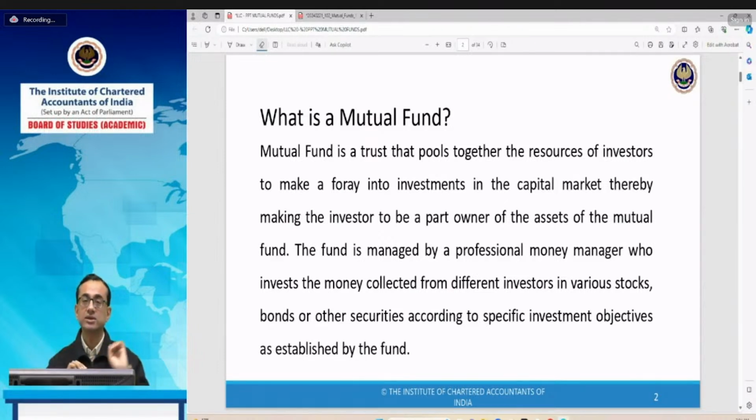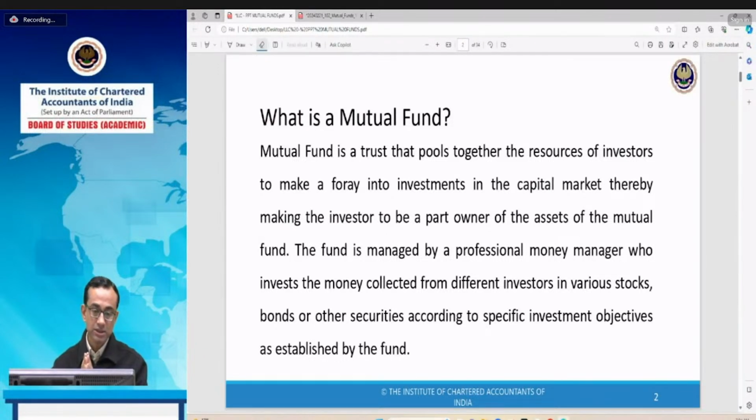It can invest in equity also. It can invest in debt also. It can invest in a combination of equity and debt. So mutual fund, first of all, pools money from various investors and invests it into various schemes, and whatever profit is generated, it is distributed among the mutual fund investors.